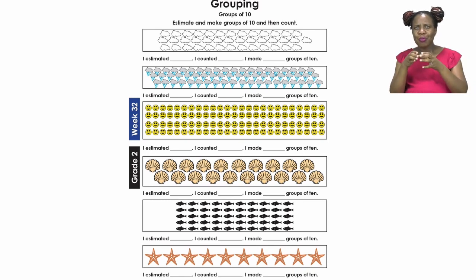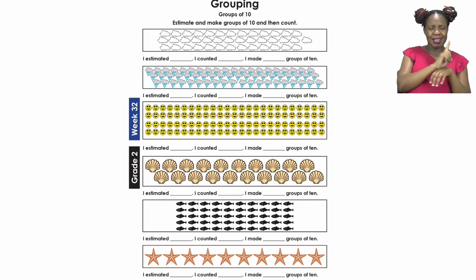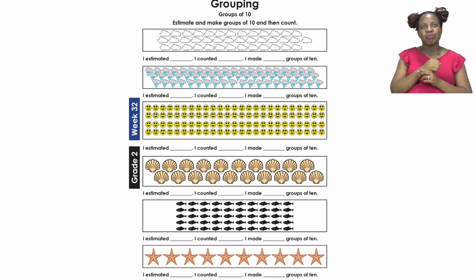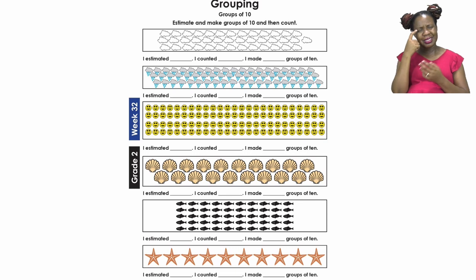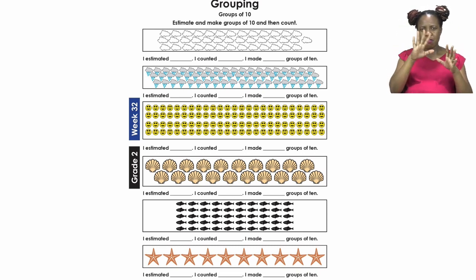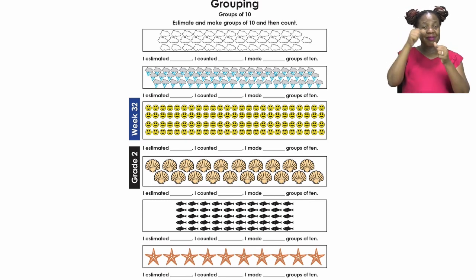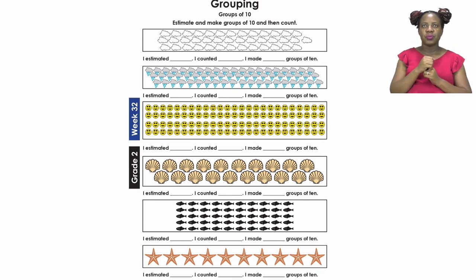All right. Now you will see in the first part there you have clouds. Now we have to first estimate and then we count and then we make the groups. So just below it says I estimated. So there you have to write in what you estimated the clouds to be. And then it says I counted. So you need to go ahead and count all the clouds and then you need to make the groups. Now remember, you need to make groups of 10. So after you made all your groups, you must tell us how many groups of 10 you made.